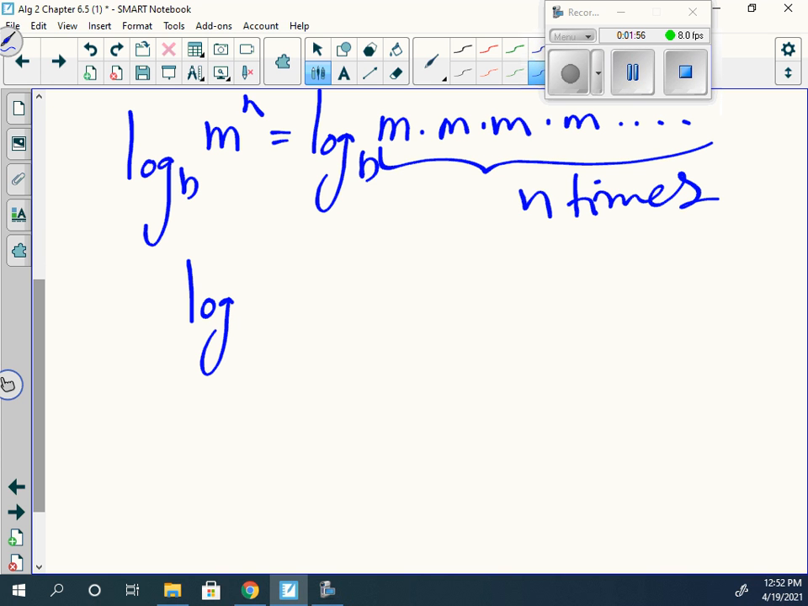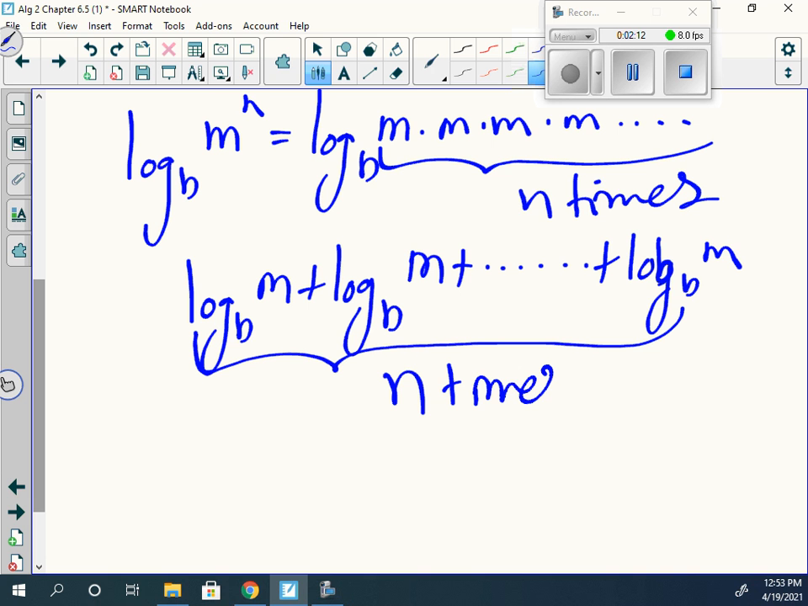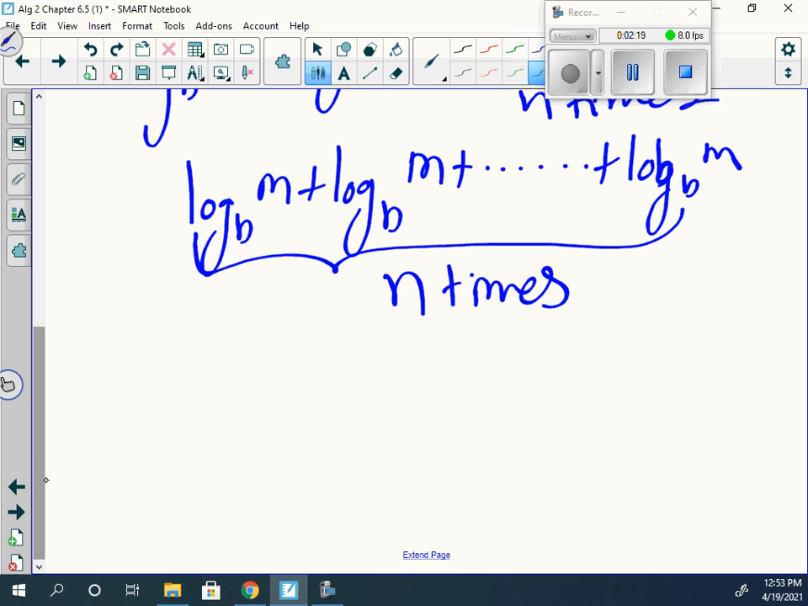which according to our product property is the same as saying log base b of m plus log base b of m plus log base b of m, and we have it n times, because we're just adding it to itself multiple times over, which ends up being the same as n times log base b of m, which is our power property, that we can bring that exponent out front.